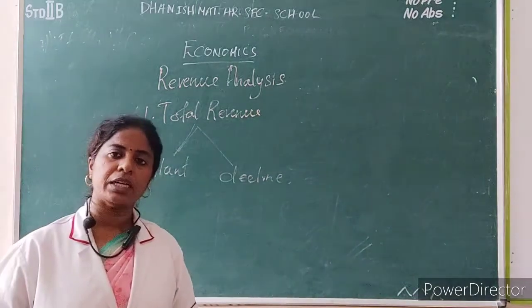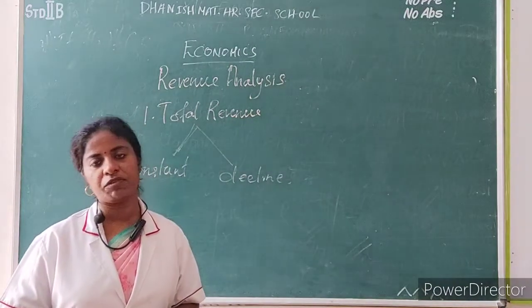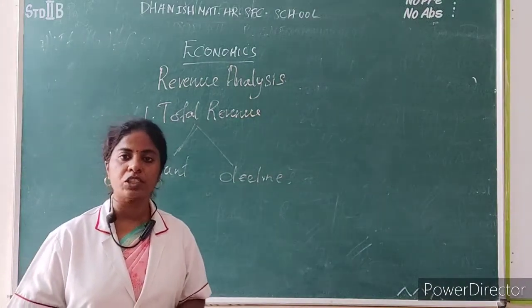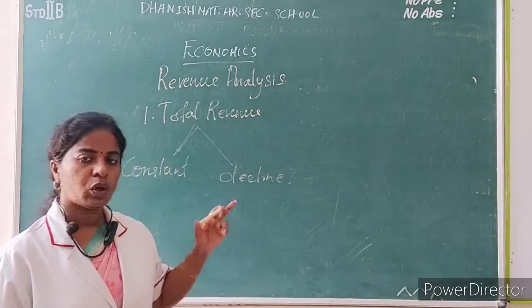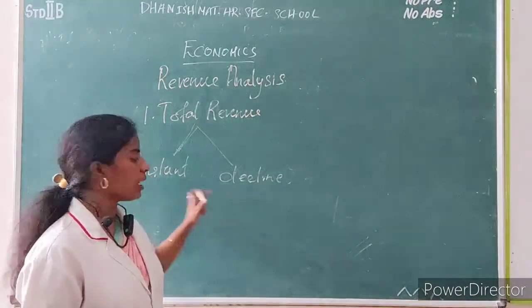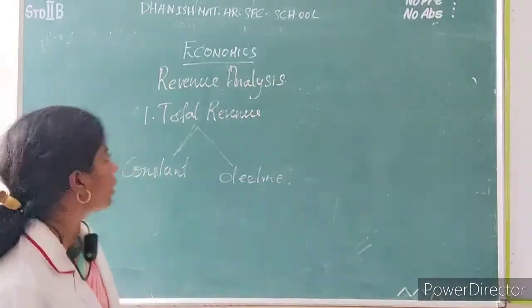Total revenue means the total sum of money which an entrepreneur or a producer receives through the sale of goods. It is called total revenue. It is explained under two concepts: one is constant price, another one is declining price. So the first one is constant price. So see here.